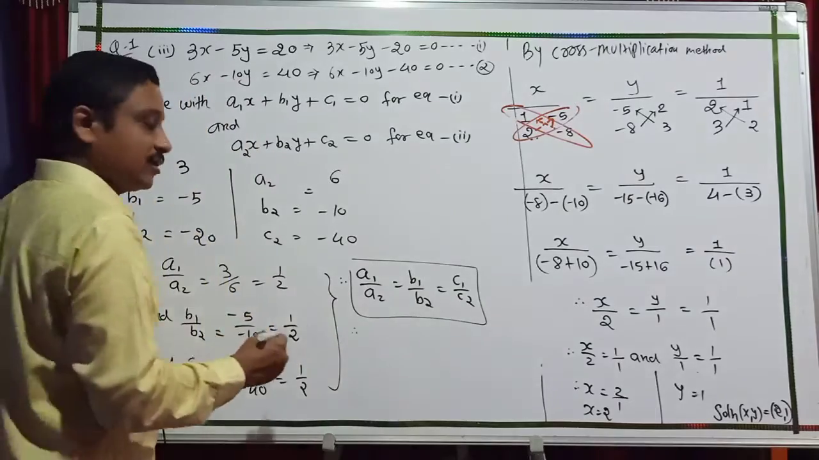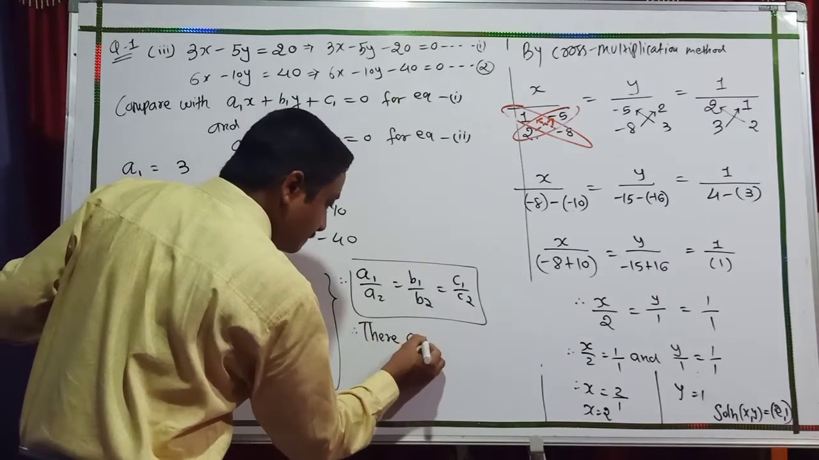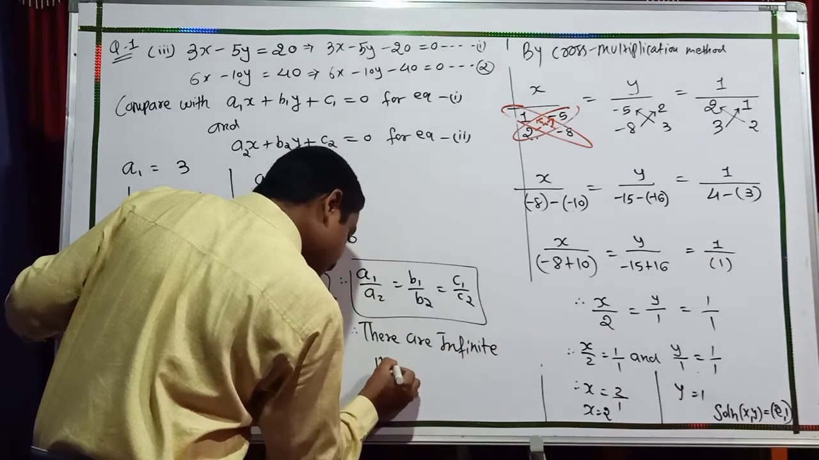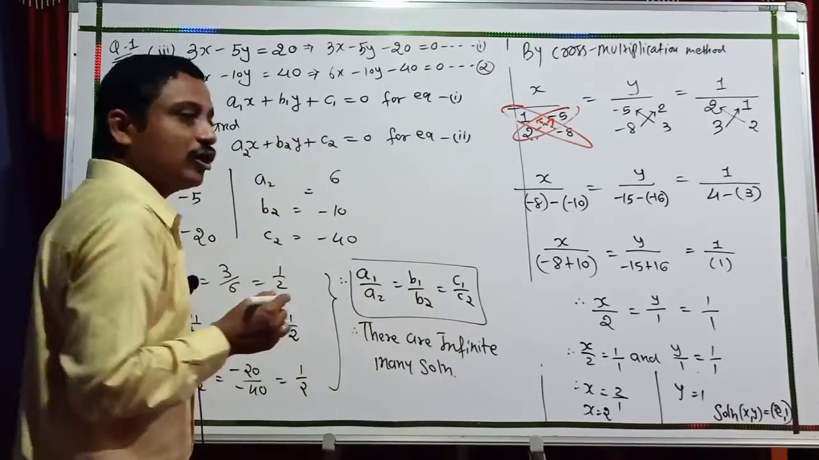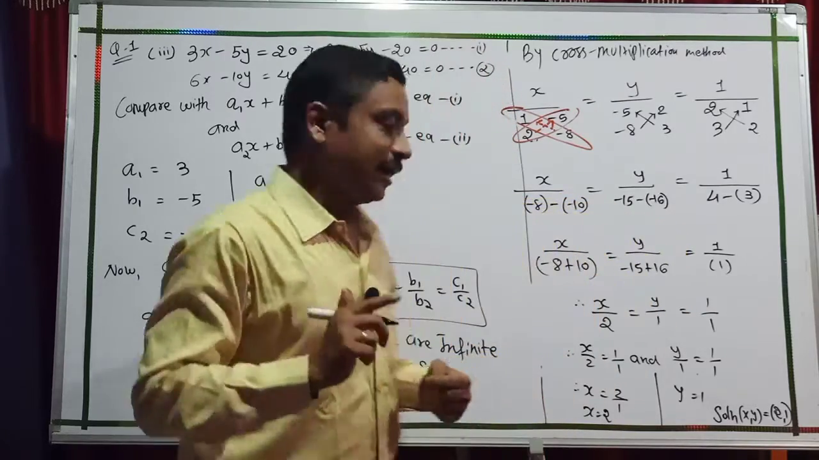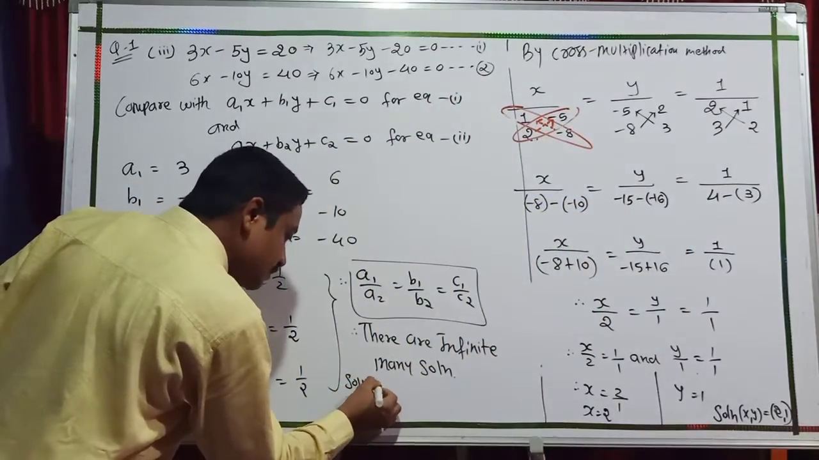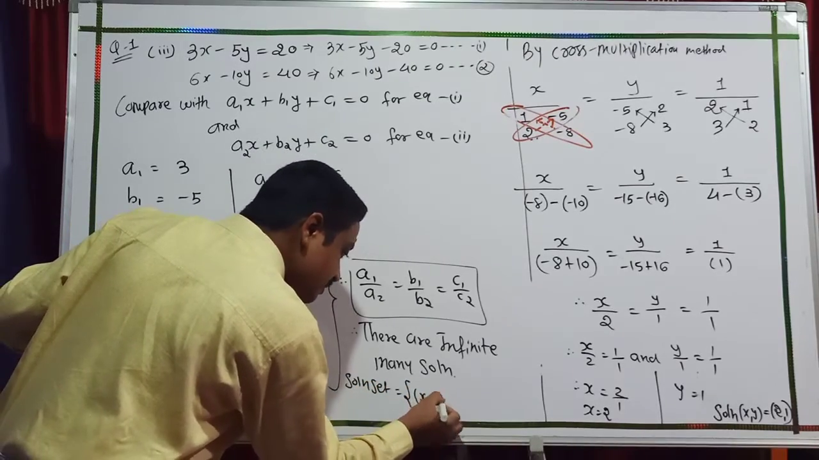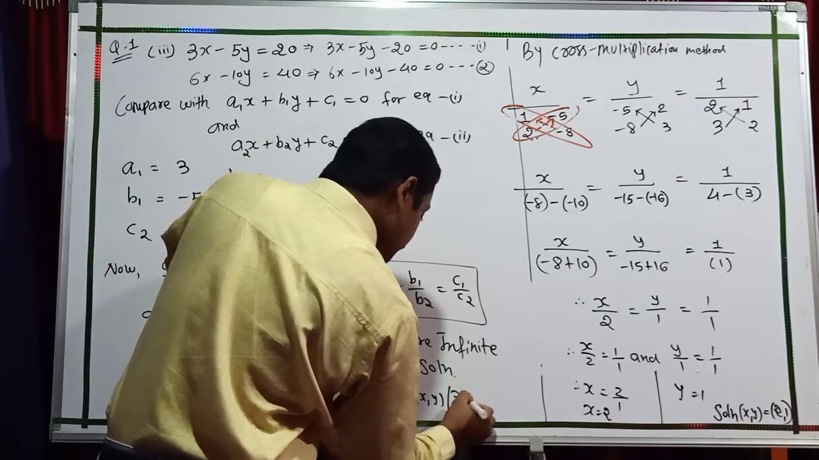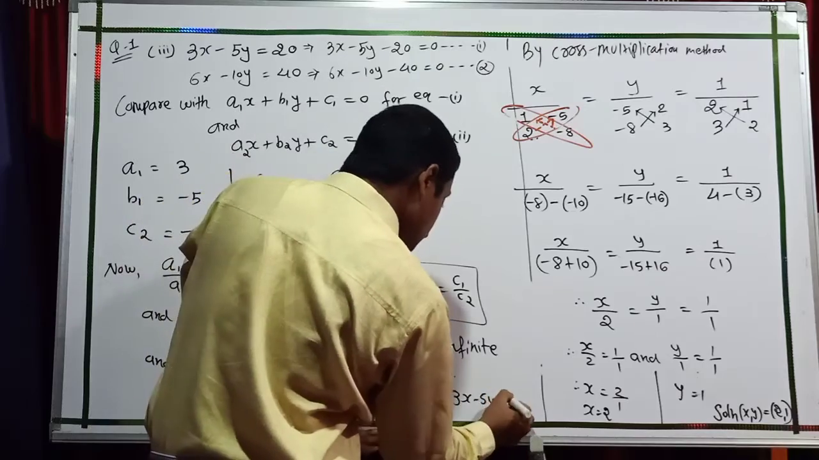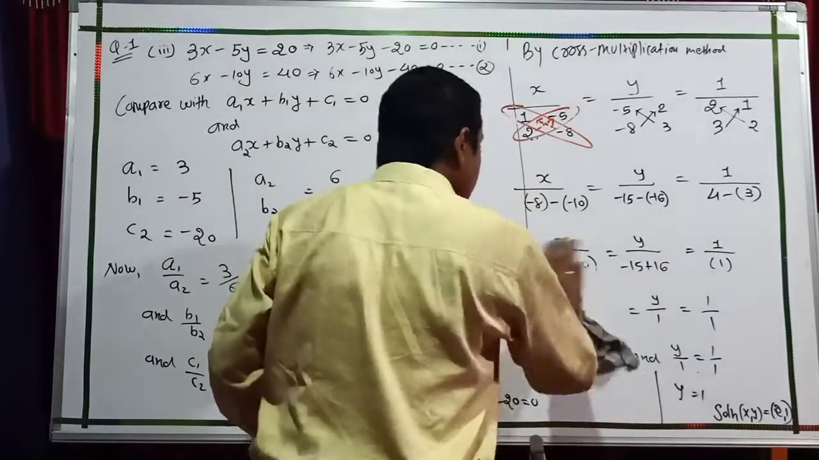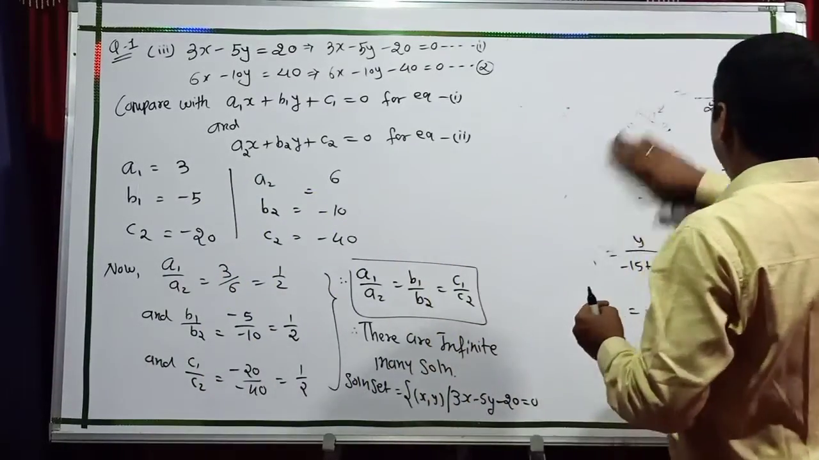It means there are infinitely many solutions. So not one particular solution is available, and the lines are what? Coincident, overlapping lines. And last, the answer: if you write the solution set, your answer is the set of x comma y such that, what is the least equation? Yes, the first one is the least equation: 3x minus 5y minus 20 is equal to 0, where x and y belong to R. These answers you've done and happily finished.